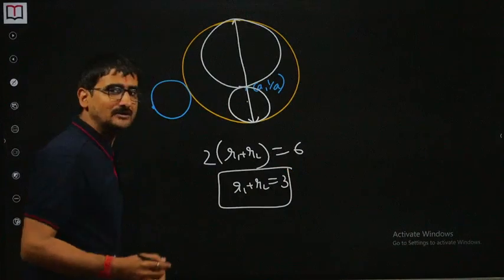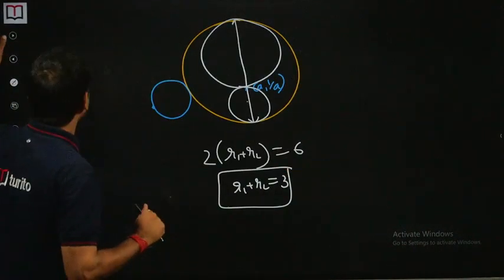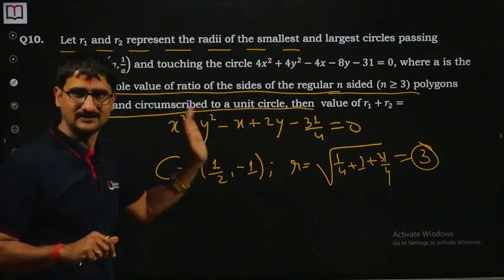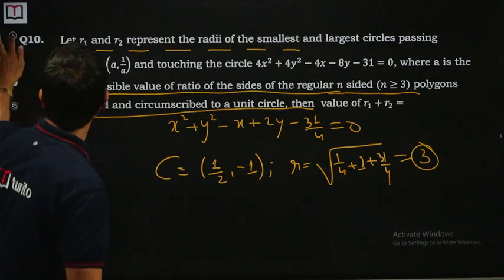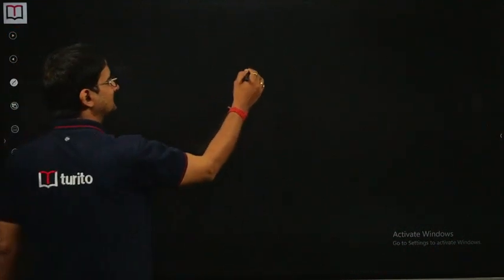That's the answer. But then, without even solving the second part, let's move to the second part, where a is the least possible value of the ratio of the side inscribed and circumscribed in a circle.